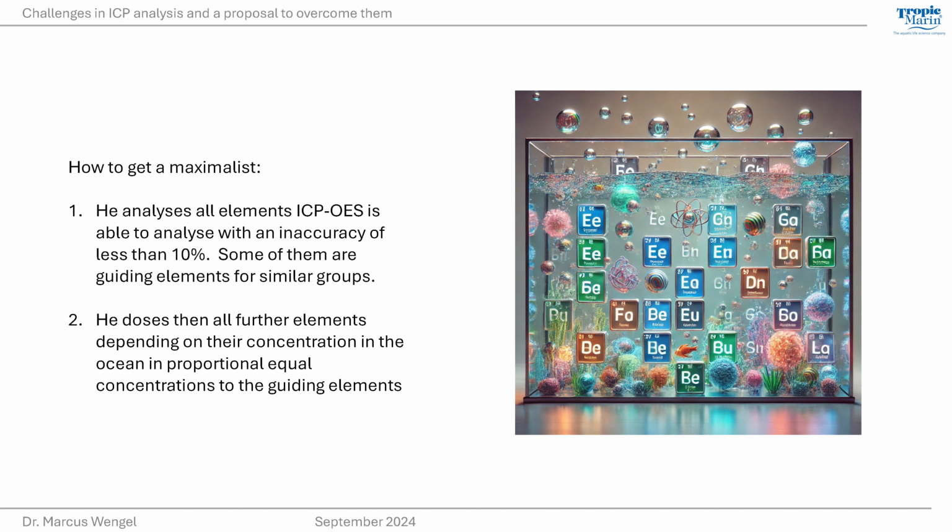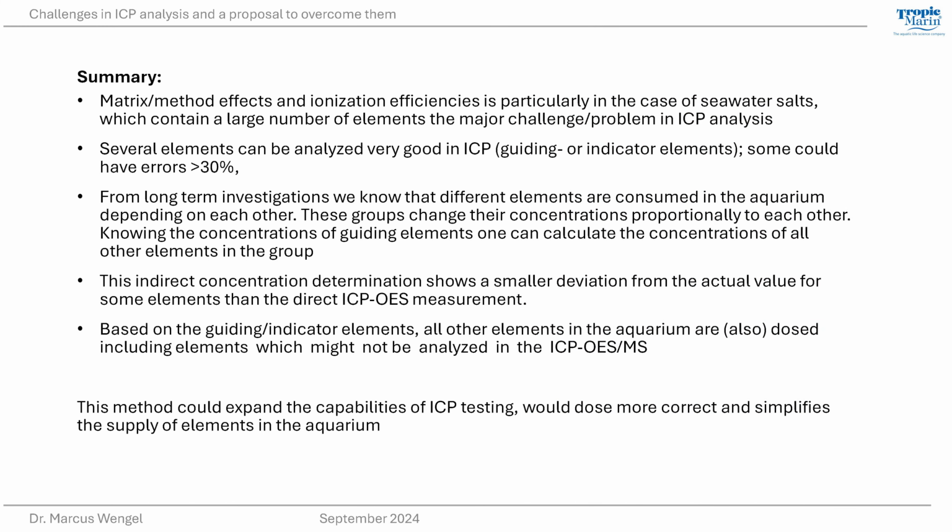So at the end, to summarize this, matrix or method effects and ionization effects are particularly the case in seawater salts, which contain a large number of elements. The more elements you have in your salt, the more challenging it is to get correct ICP values. Several elements can be analyzed very well in ICP. We call them guiding or indicator elements. Some could have errors higher than 30%. You can have wrong values up to 100%.